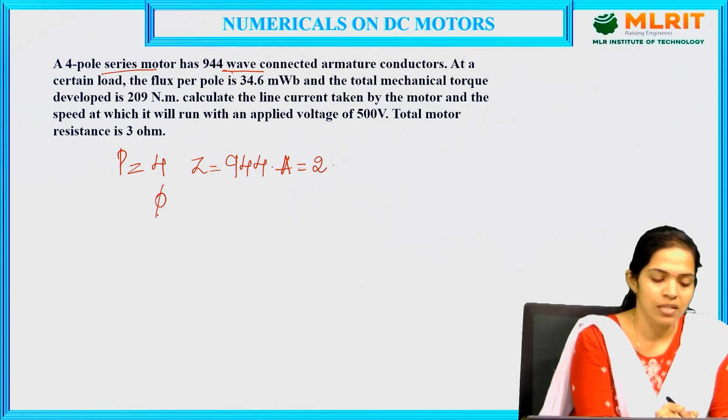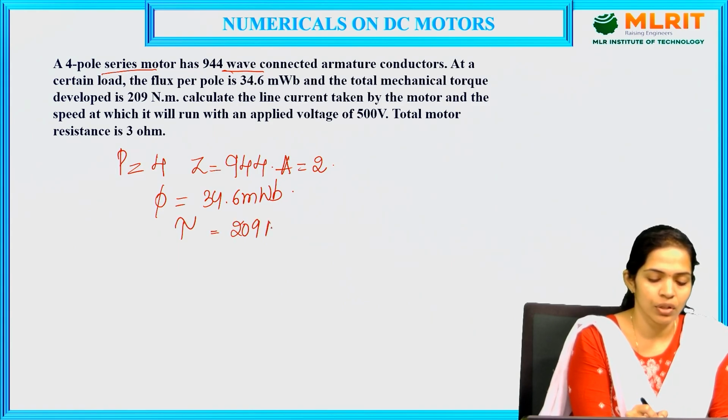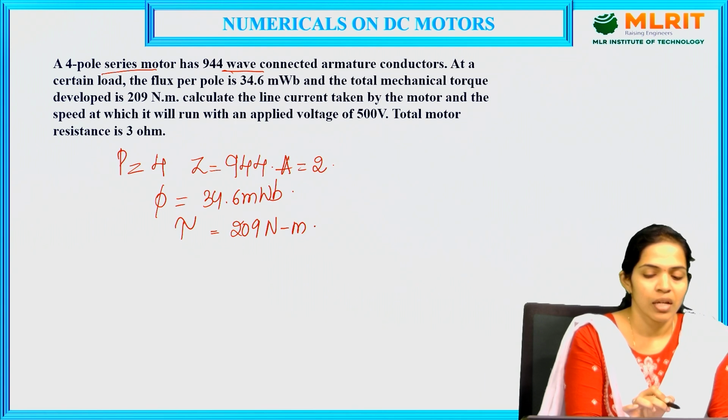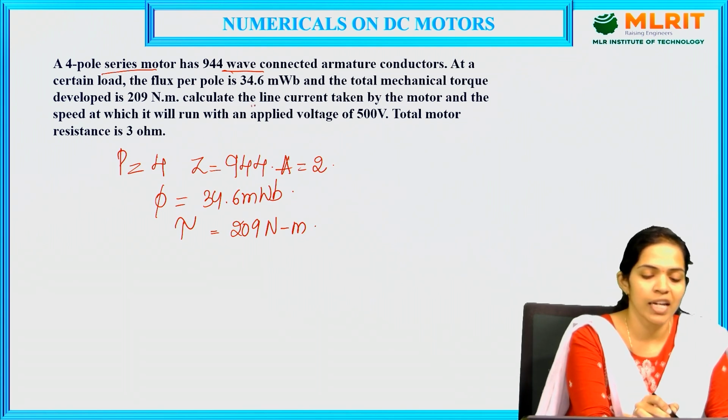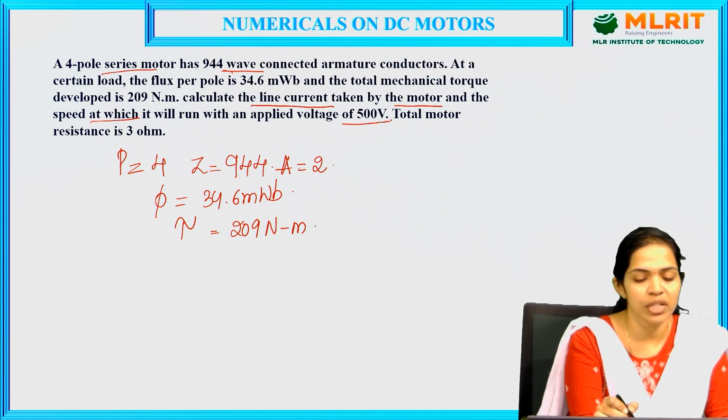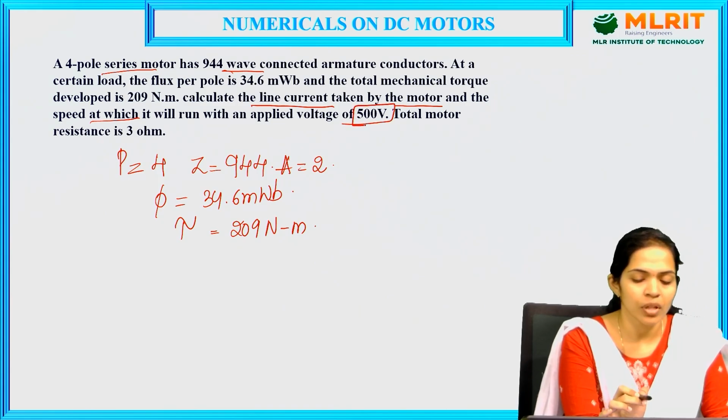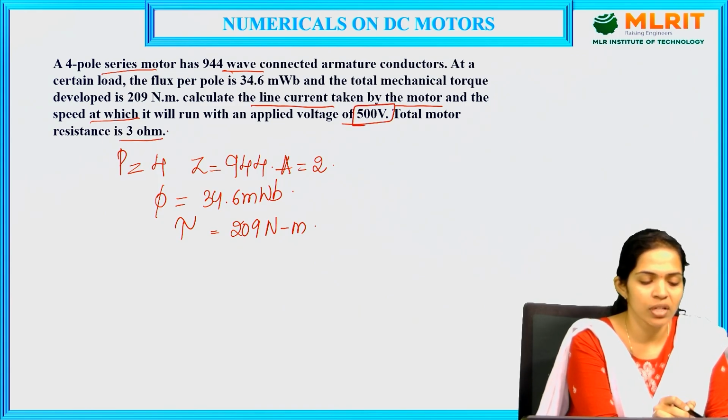And flux is given as 34.6 milliwebers. He has also given the total mechanical torque as 209 Newton meters. He is asking us to calculate the line current taken by the motor and the speed at which the applied voltage is 500. So total resistance of the motor is given as 3 ohms.